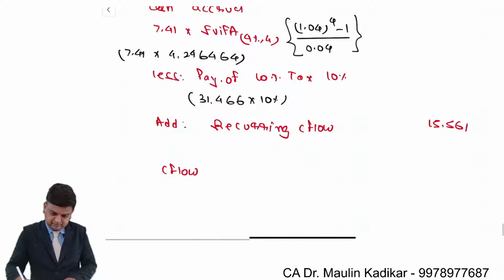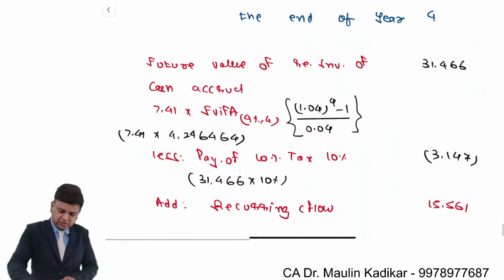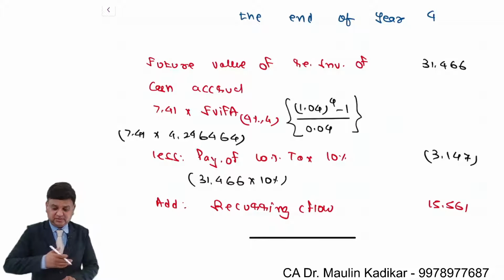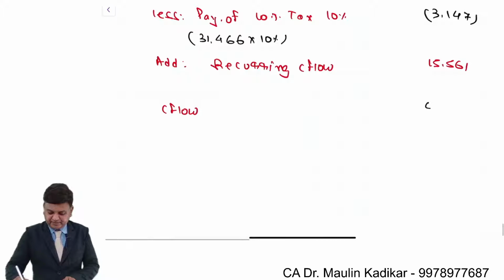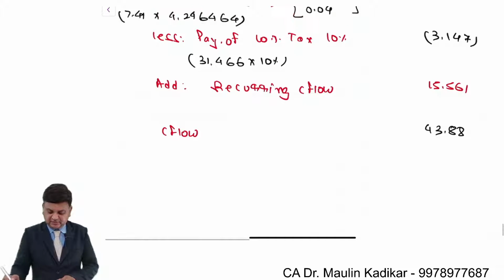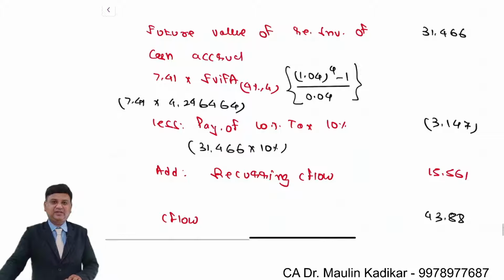3.147. So 31.466 minus 3.147 plus 15.561 is 43.88. That is the cash accrual at the end of the 4th year. That is what we understand.